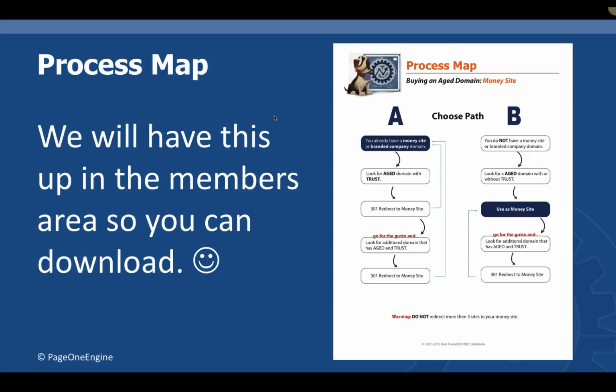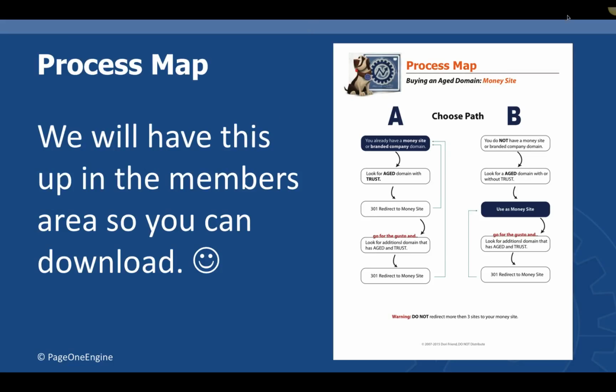So I give two examples of why you would buy an aged domain for your money site. One example is if you already have a branded site, say, Ann already has Seal Beach SEO. She chose a new domain, and she chose to do an exact match domain. So what I would recommend to her is, A, when you already have a branded site, you're going to look for a site that has age and trust, and then you're going to do a 301 redirect to that site, and that passes the juice.